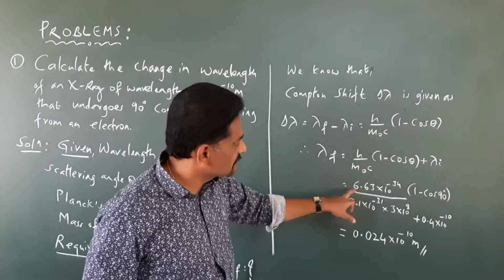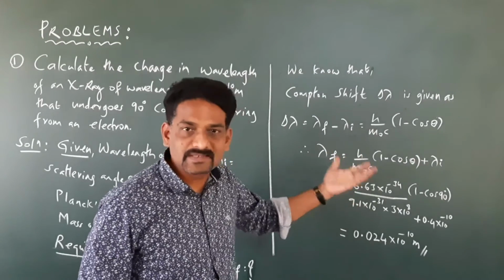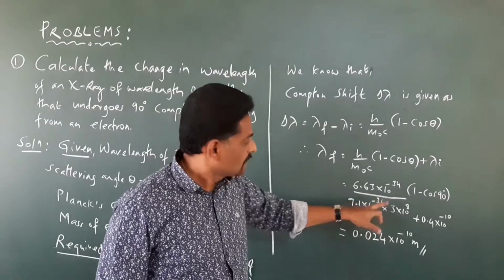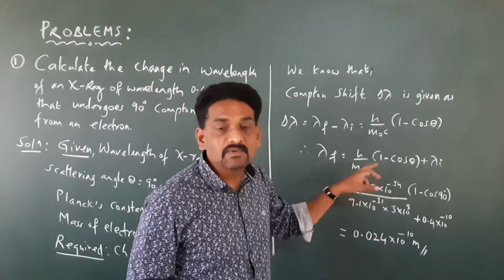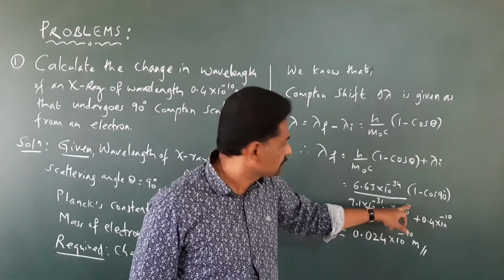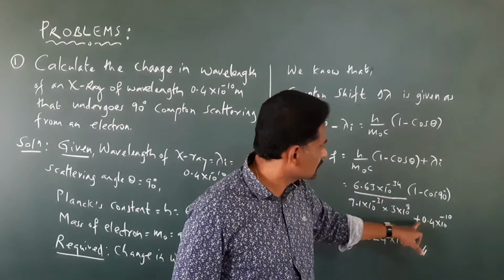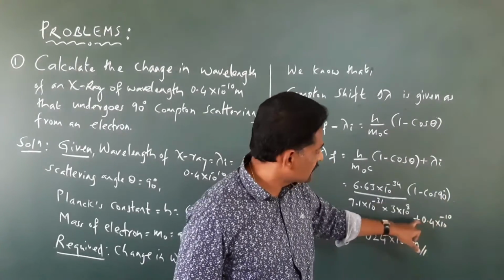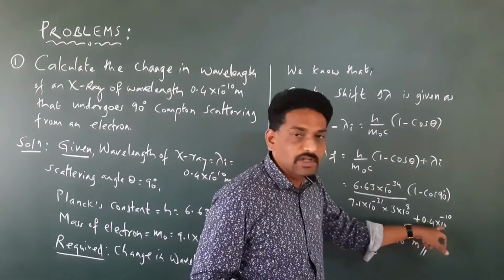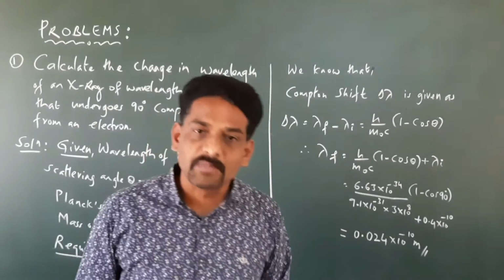Then substitute the values. h is known to us, 6.63 into 10 to minus 34. What is m? We can take it as m or m0, both are the same. It is 9.1 into 10 to minus 31. And then what is c? The velocity of light, having a standard value 3 into 10 to 8. Then into bracket 1 minus cos 90, plus lambda i. What is lambda i? It is 0.4 into 10 to minus 10. So plus 0.4 into 10 to minus 10. Substitute all the values and do the mathematical simplification.